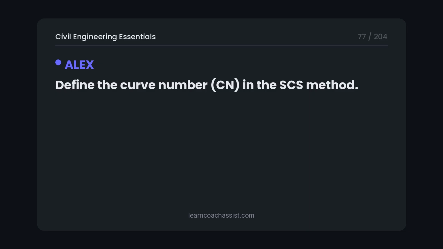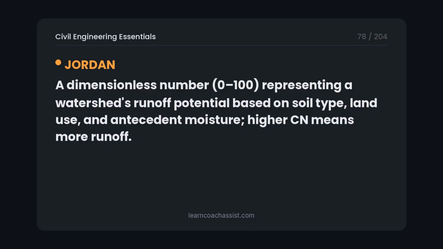Define the curve number, CN, in the SCS method. A dimensionless number, 0 to 100, representing a watershed's runoff potential based on soil type, land use, and antecedent moisture. Higher CN means more runoff.